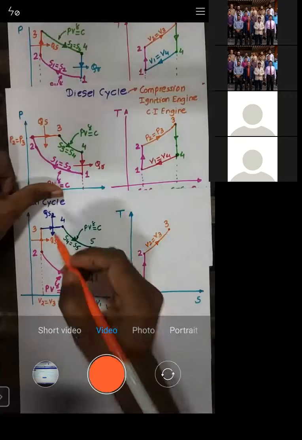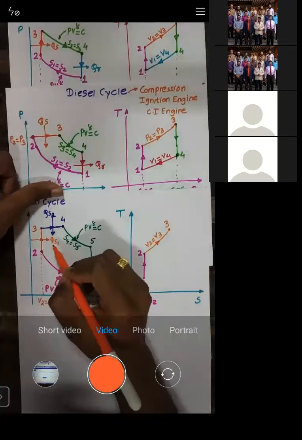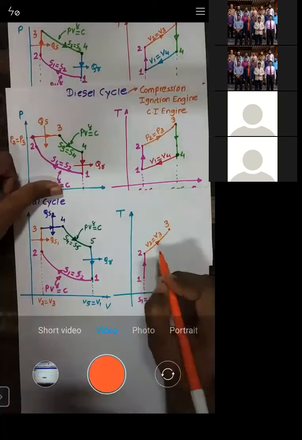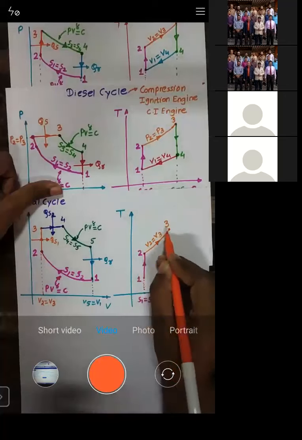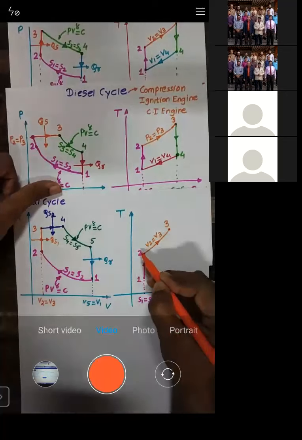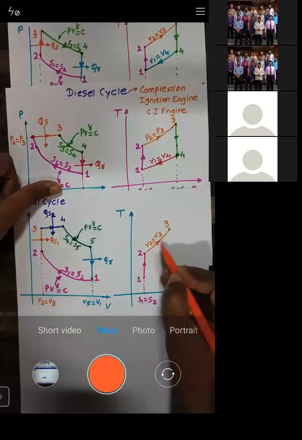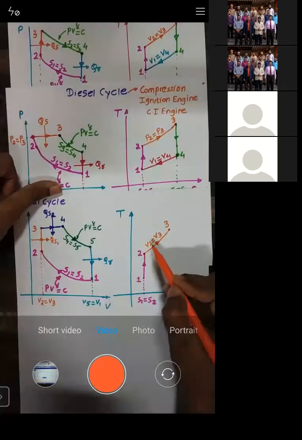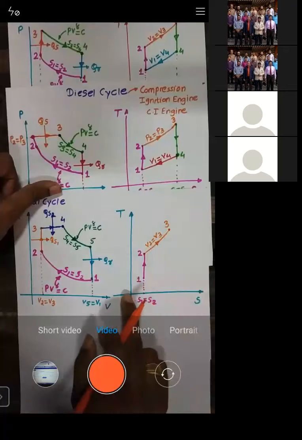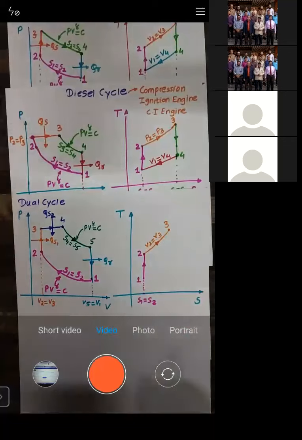As heat is supplied, temperature also increases as well as entropy increases. So when we move from point number 2 to 3 on this line, volume is held constant, but as you have supplied the heat, temperature increases, and as temperature increases, entropy also increases. So that is nothing but 2 to 3.